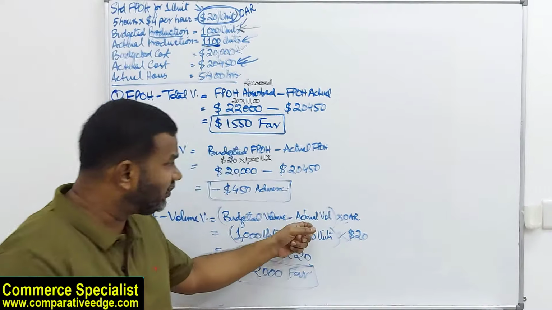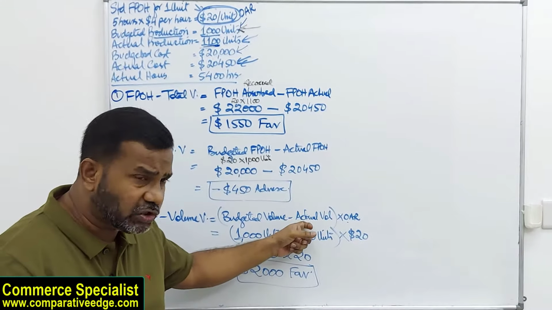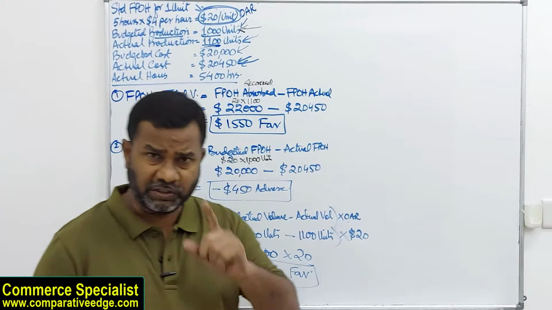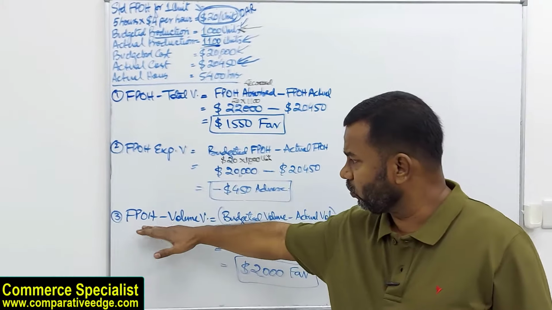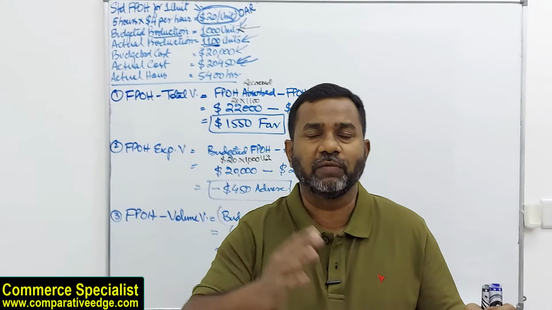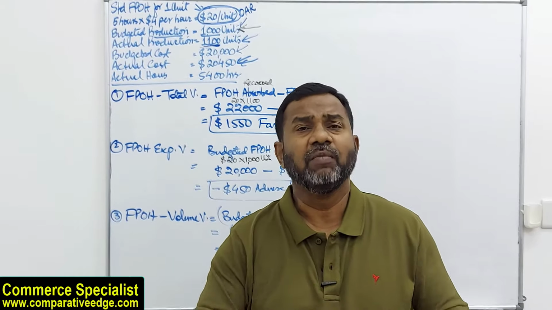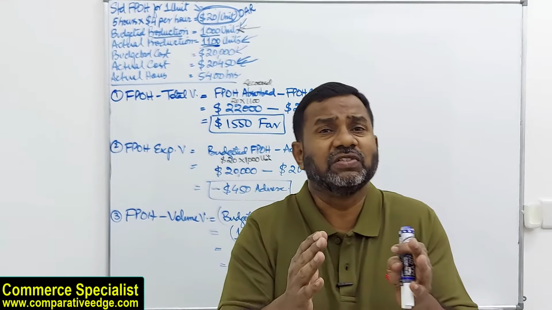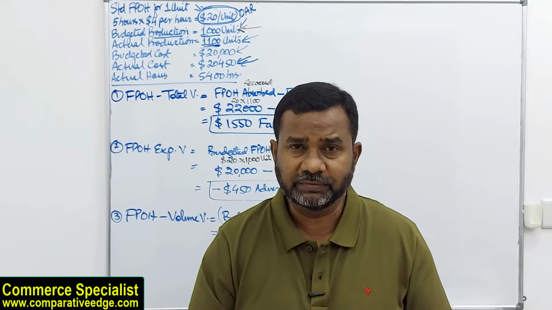Whenever your actual activity, your actual volume, your actual production is more than budgeted production, it has to be a favorable variance. Please remember this. Now, this fixed production overhead volume variance is further divided into volume efficiency and volume capacity. And both are very easy. Especially the volume efficiency is just like labor efficiency variance.